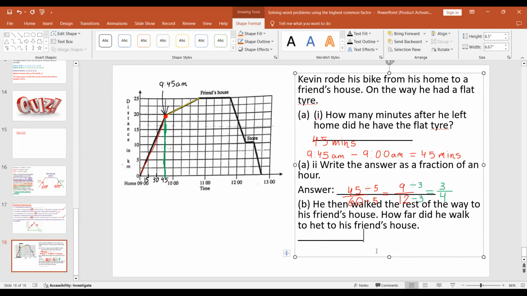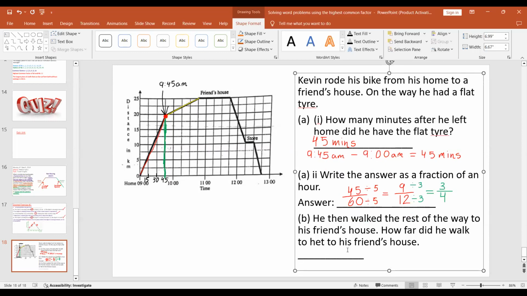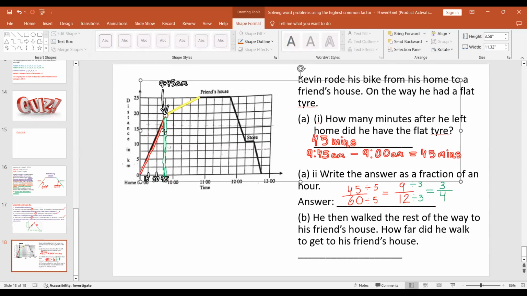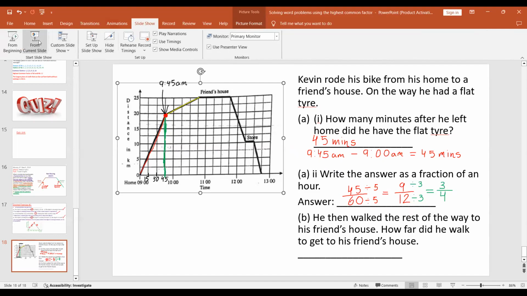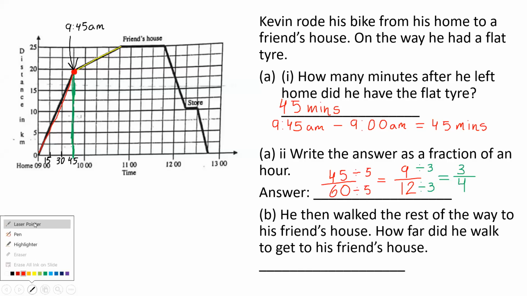So how far did he walk to get to his friend's house? That's what the next question is asking. How far did he have to walk? Now let's go back to this, right? So if we look at this diagram, it says he then walked the rest of the way to his friend's house. How far did he walk to get to his friend's house? So how far? When they say how far, they're asking for the distance, right?